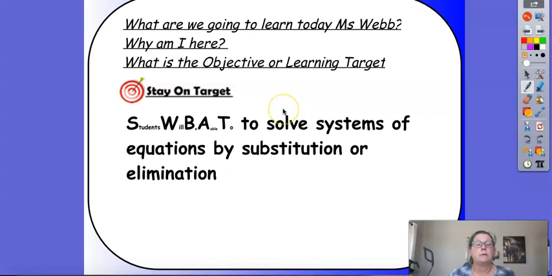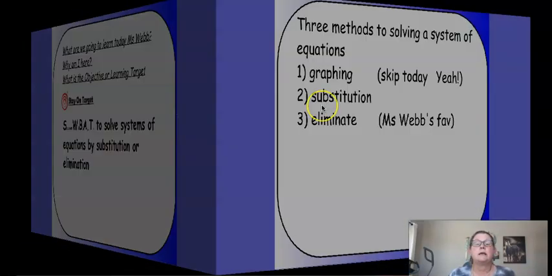So at the beginning of all my presentations, I always start with what is our objective today, or what are we going to learn today, Mrs. Webb? You're going to see SWBAT. That stands for students will be able to solve systems of equations by substitution or elimination. So I'm going to go to my next slide.